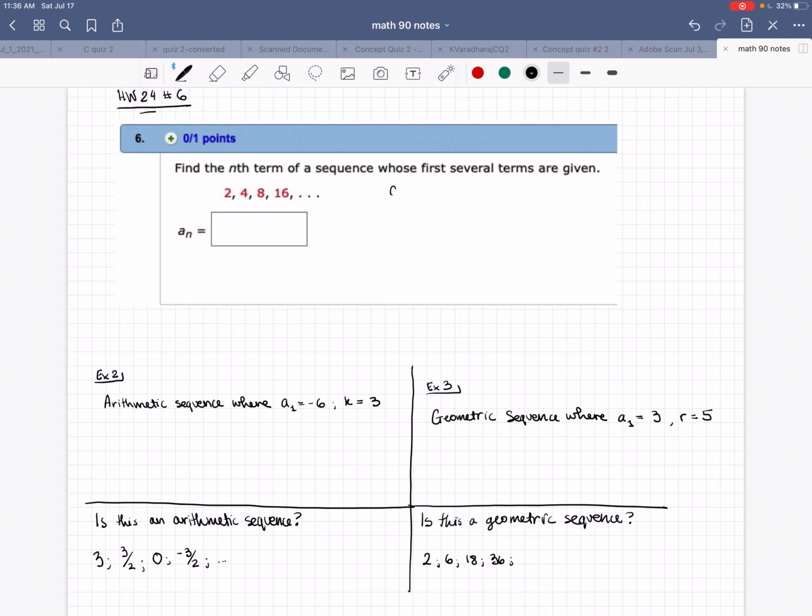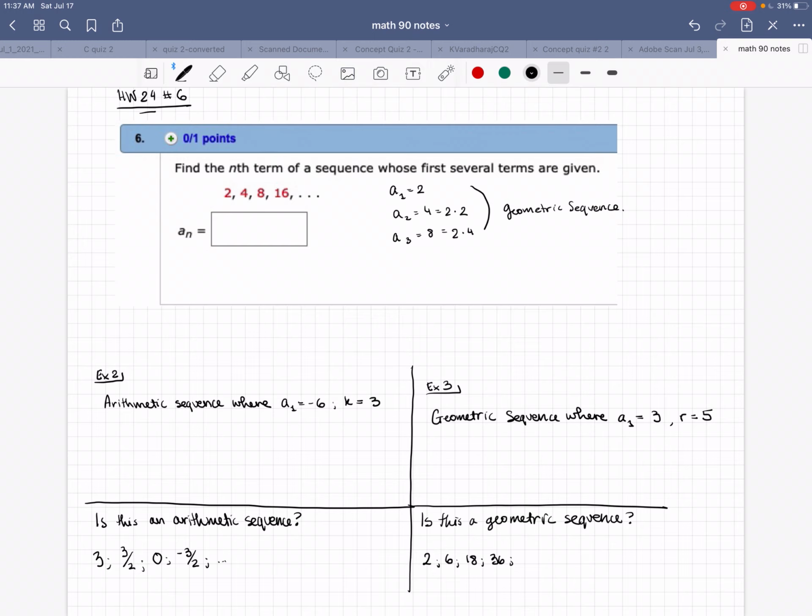So what you notice is the first term is 2. The next term is 4, which is 2 times 2. The next term is 8, which is 2 times 4. So what we're seeing here is that every term is double the term that came before it. And that is the definition of a geometric sequence.